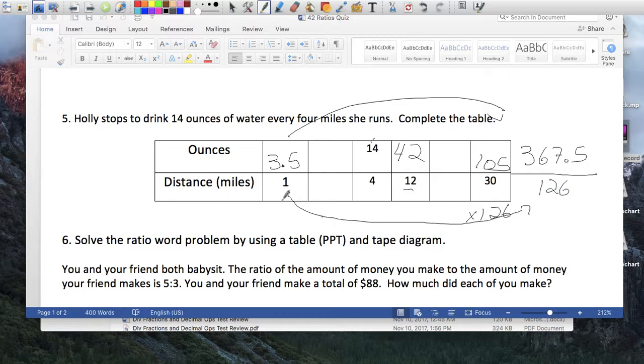I didn't ask you for that, but I'm just showing that once I have a unit rate, I can literally give you anything, and it's so easy for you to find the other number. Okay.